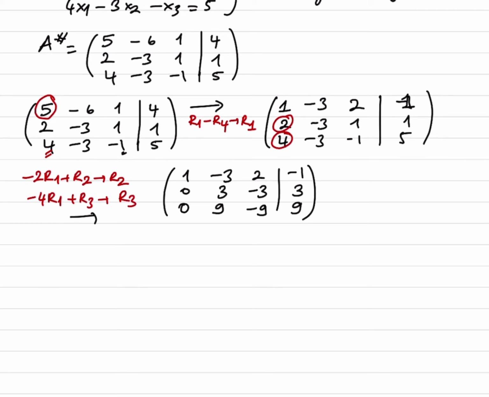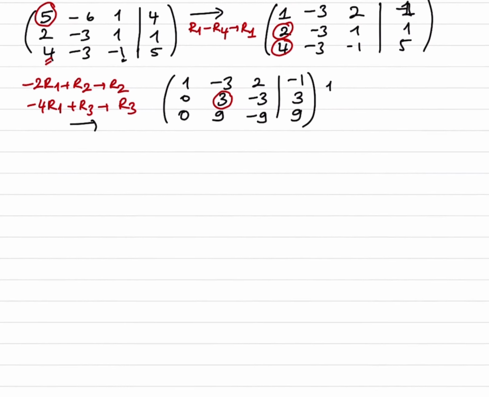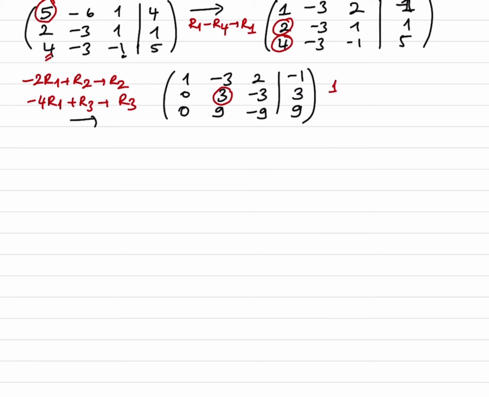Great. So we have something very nice here. Okay, we need to make this to be 1, but we are lucky, all these are 3. So what we can do is divide by 3, 1 over 3 R2, and we will write it to R2. Okay, 1, minus 3, 2, minus 1, 0, 1, minus 1, 1, 0, 9, minus 9, 9. And then we will arrange this to be 0, which is very easy.